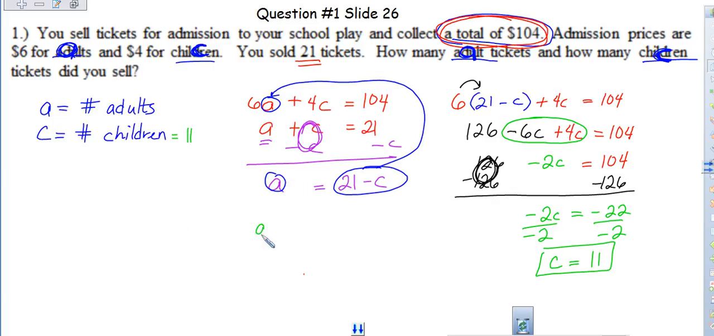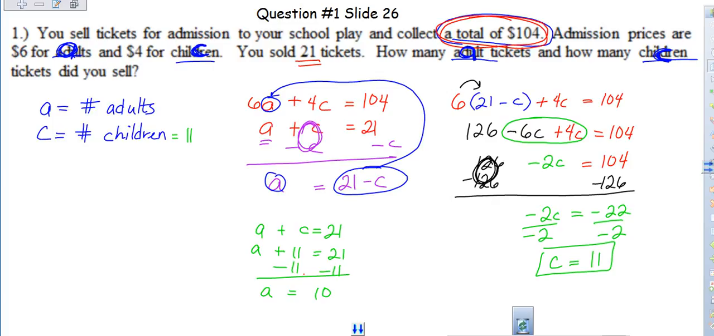So I've got A plus C equals 21. So A plus 11 equals 21. Subtract 11. And A will equal 10. Because 10 plus 11 equals 21.